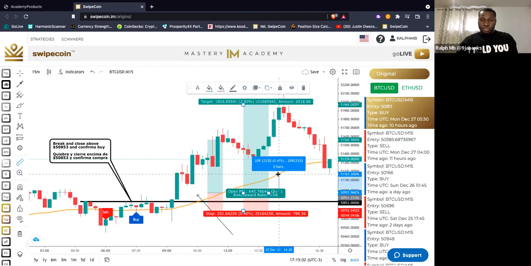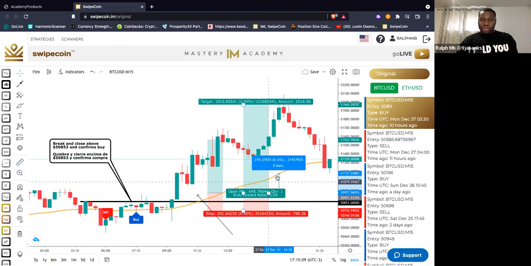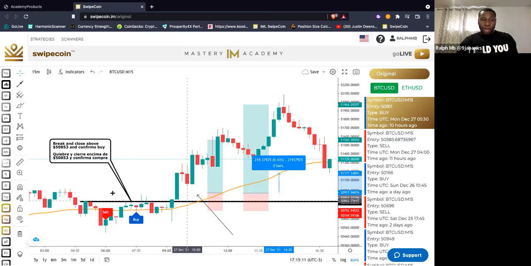So 200 pips, it moves about 200 points, right? That's about it. I use the ruler to calculate that. Once I'm up 200 pips, I'm securing my profits. I'm going to go ahead and, in your MetaTrader 4, right?